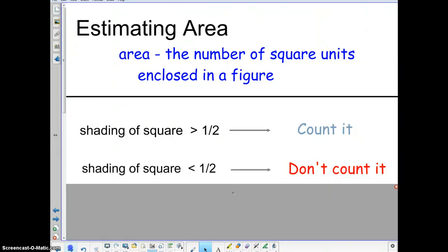Okay. When we're estimating, usually we're going to get a grid like you saw on the previous page, and just by a rule of thumb, you might want to jot this down. If the square is more than half shaded, we're going to count it as a full square. And if the shading of the square is less than half, then we're not going to count it. Just so we're playing by the same rules here. If it's more than half shaded, go ahead and count it as a full square unit. But if it's less than half shaded, then don't count it as a full square unit.